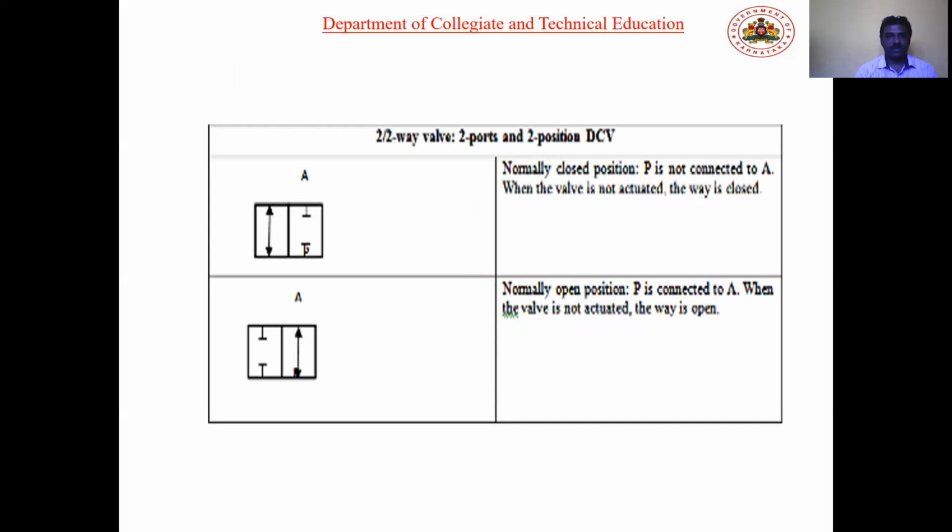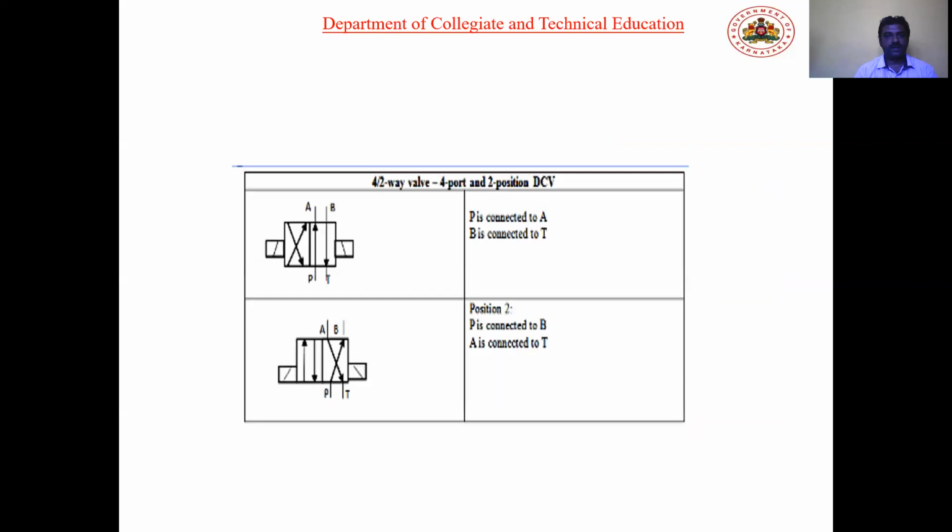The opposite of that, the second figure, shows the normally open position, wherein P is connected to A. When the valve is not actuated, it is open. So one is open and the other is closed. It is the same 2x2 way valve with two ports and two positions. In this way, we can represent the valve.